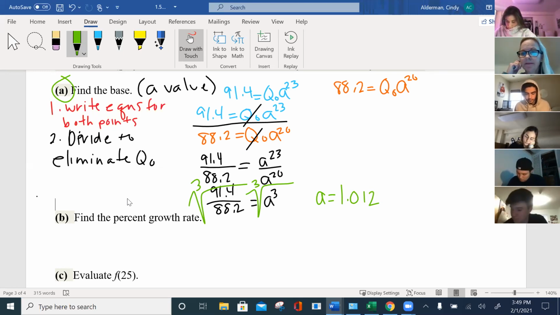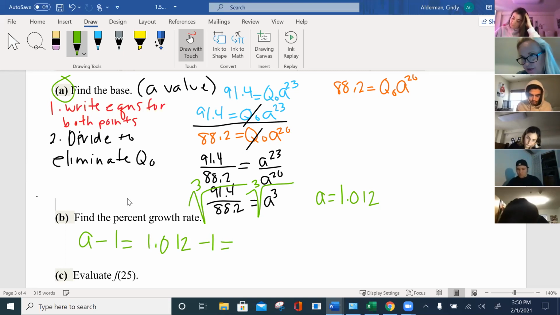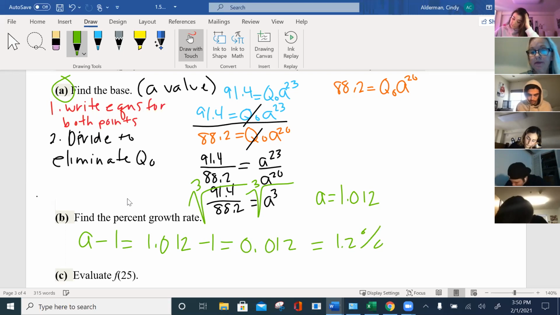What's the percent growth? By looking at the growth factor, you can figure out what the growth rate is. What is it? 1.2. Yeah, 1.2%, right? Remember, it's whatever the A value is minus 1. So we've got 1.012 minus 1. You obviously don't have to show this work. I'm just trying to get you to mentally go there. 0.012, which is equal to 1.2%.